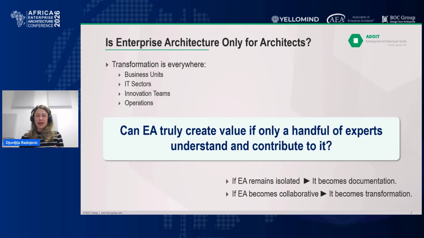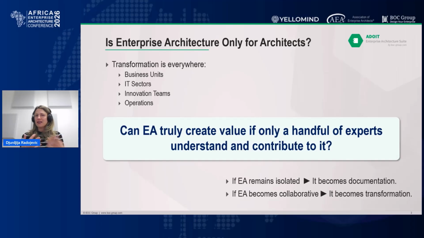We see that transformation is happening everywhere. What I mean by this is it's happening in business units where new services and business models are created, in IT departments where systems and platforms evolve, in innovation teams that are experimenting with new and emerging technologies such as AI right now, and of course in operations where processes are continuously optimized. So the real question becomes, can enterprise architecture truly create value if only a handful of experts understand it and can contribute to it? Well, my answer is no, because when EA stays isolated, it often turns into plain documentation.